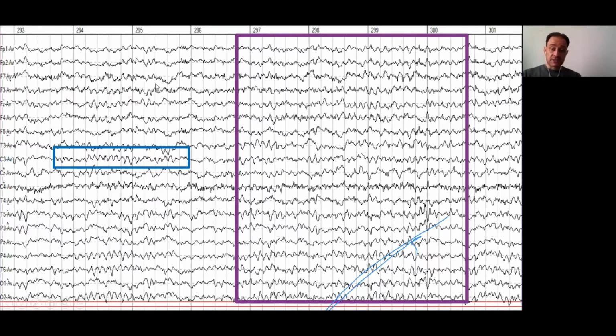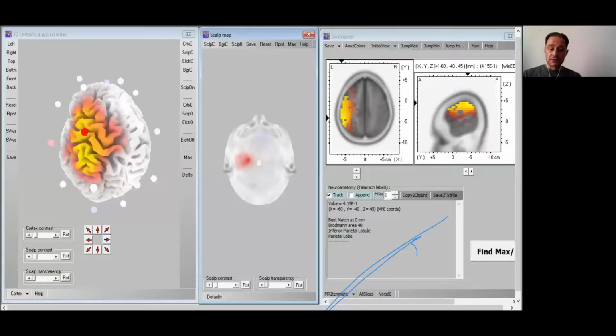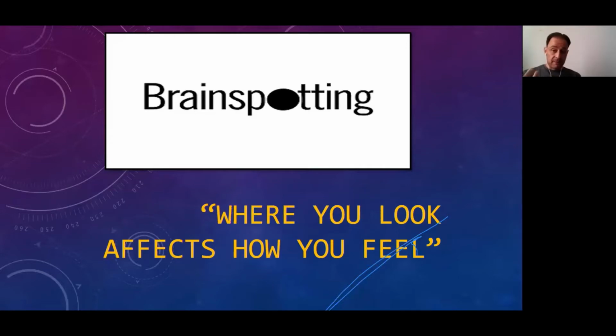Affect regulation is dysregulated. Empathy and sociability are dysregulated, are hindered. And that's what we see in the brainwave patterns. So we can affect that positively with brain spotting.